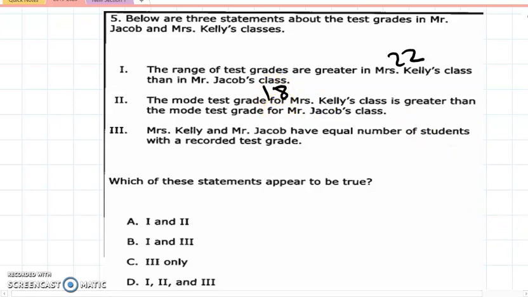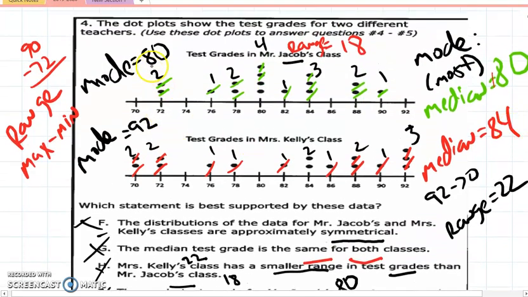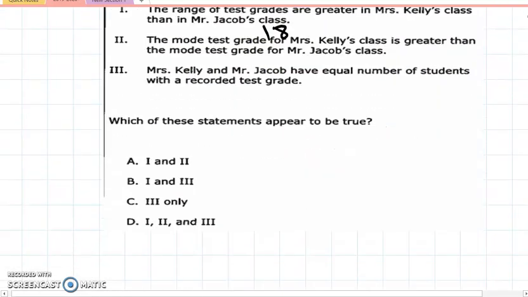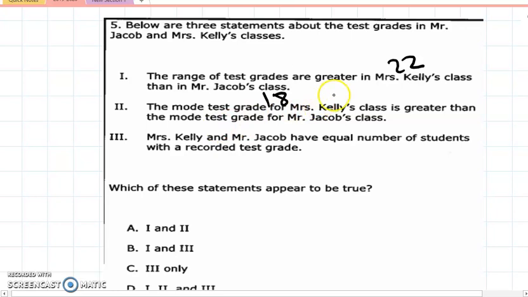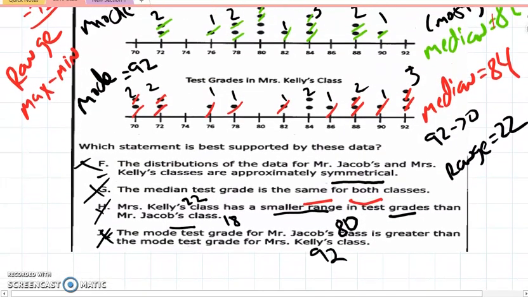Let's look at the mode. The mode for Jacob's is 80 and for Kelly's is 92. The mode for Kelly's is greater. Is that true? 92 is greater than 80? Yes, it is true. And it says Mrs. Kelly and Mr. Jacob had an equal number of students. Let's see if they have an equal number of students. We have to get a total.